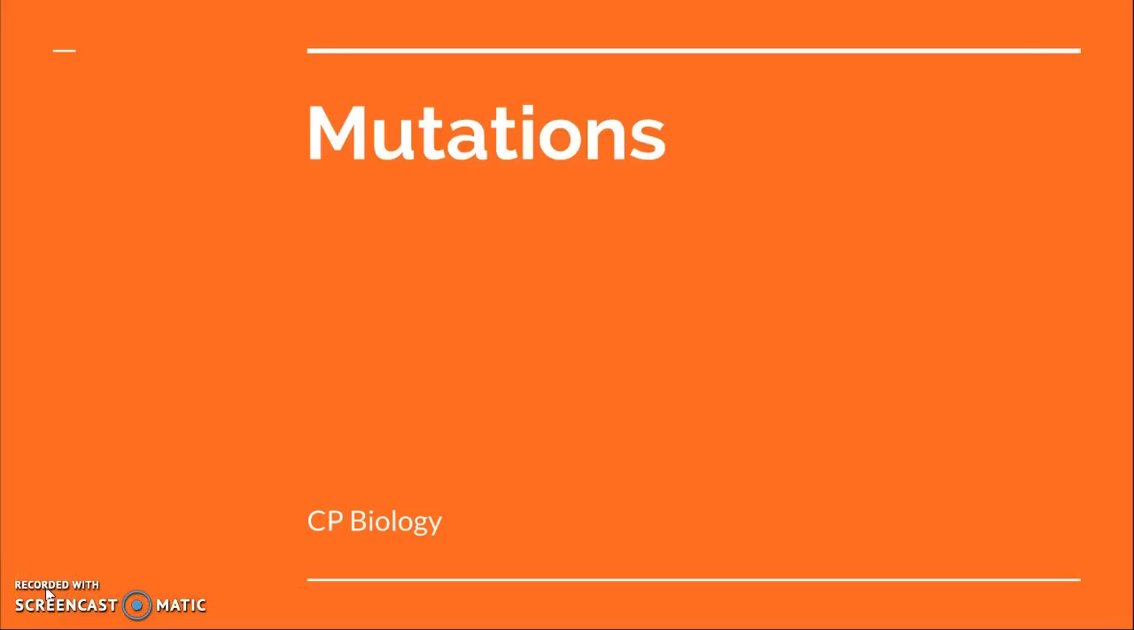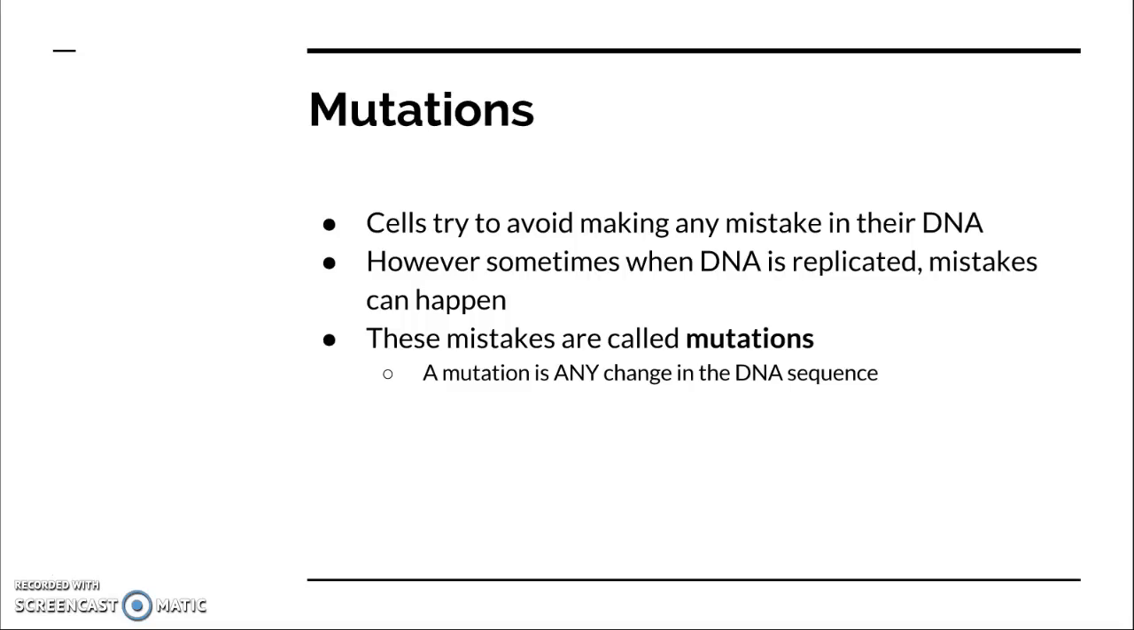So we've talked a lot about mutations in class. We've talked about how there can be changes in the DNA, and when the DNA changes, that is going to change the amino acid that is coded for. And so we want to talk specifically about what the different types of mutations are.